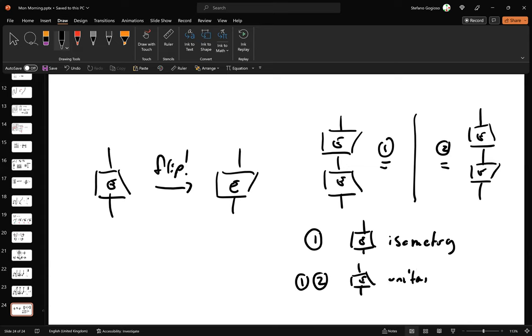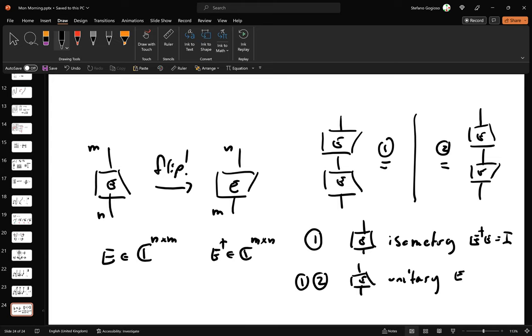Why? Because if this is any linear map, so let's say from n dimensions to m dimensions, then the thing on the right is its adjoint. If this went from n to m, this goes from m to n. So it's truly flipped upside down, and it's the adjoint. The adjoint is not necessarily the inverse in general. If a box is inverted by its adjoint on the left, then that's called an isometry. If it's inverted by its adjoint on both sides, then that's the unitary. So unitaries satisfy both of these flip cancellation equations from the top.